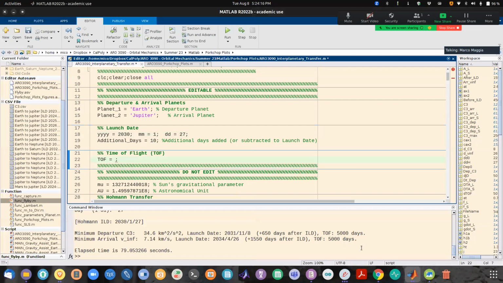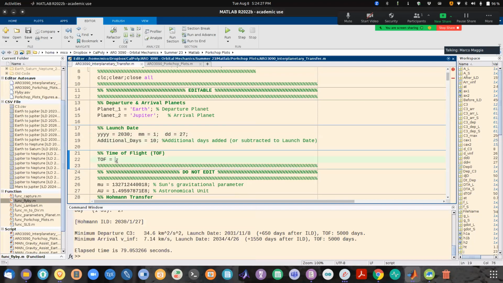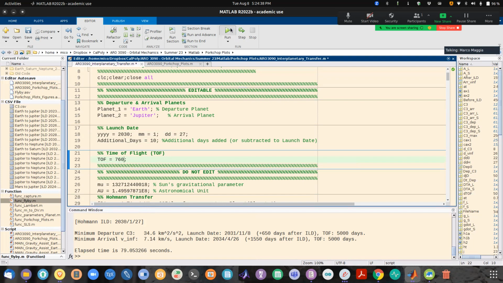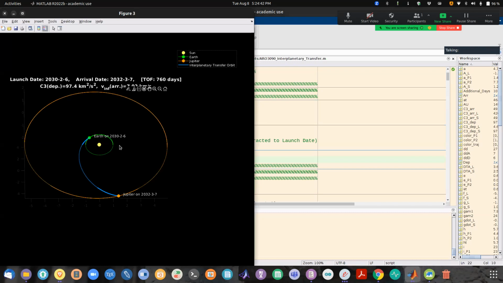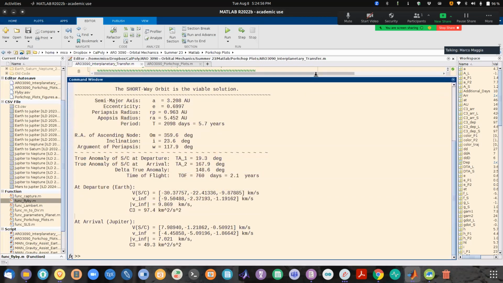And we said, okay, we were looking at about 760 days. So we're expecting that with these values, we should find a C3 at the arrival to Jupiter that is roughly 50. So we'll run this. Of course it shows you here the launch date, the arrival date, time of flight 760 days. But in the command window, this is where you want to pay attention to. And there you go. Look, at arrival at Jupiter, our C3 is 49.3 kilometers squared per second squared. So very close to the 50 that we predicted.